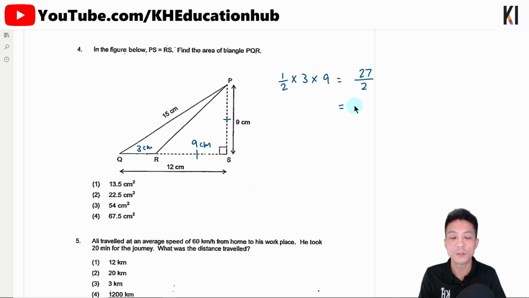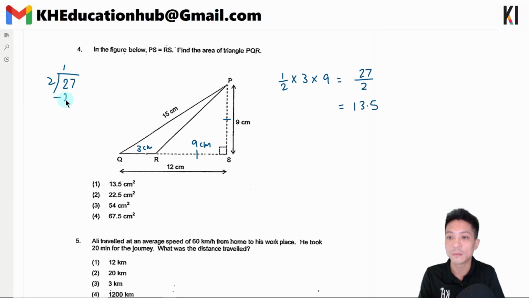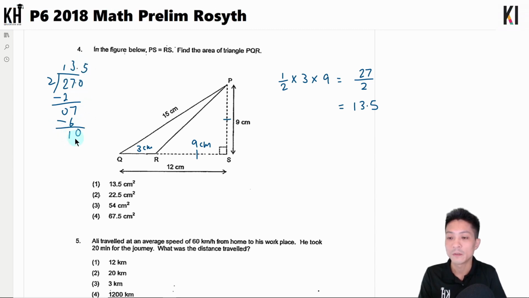Okay, 27 over 2 will be 13.5. Okay, if you're not very sure, you can do your 27 divided by 2. 2 minus 2, 0, 7. 7 minus 6, 1, and bring down a 0. 5 times 2, minus 10. Okay, so the answer is number 1.